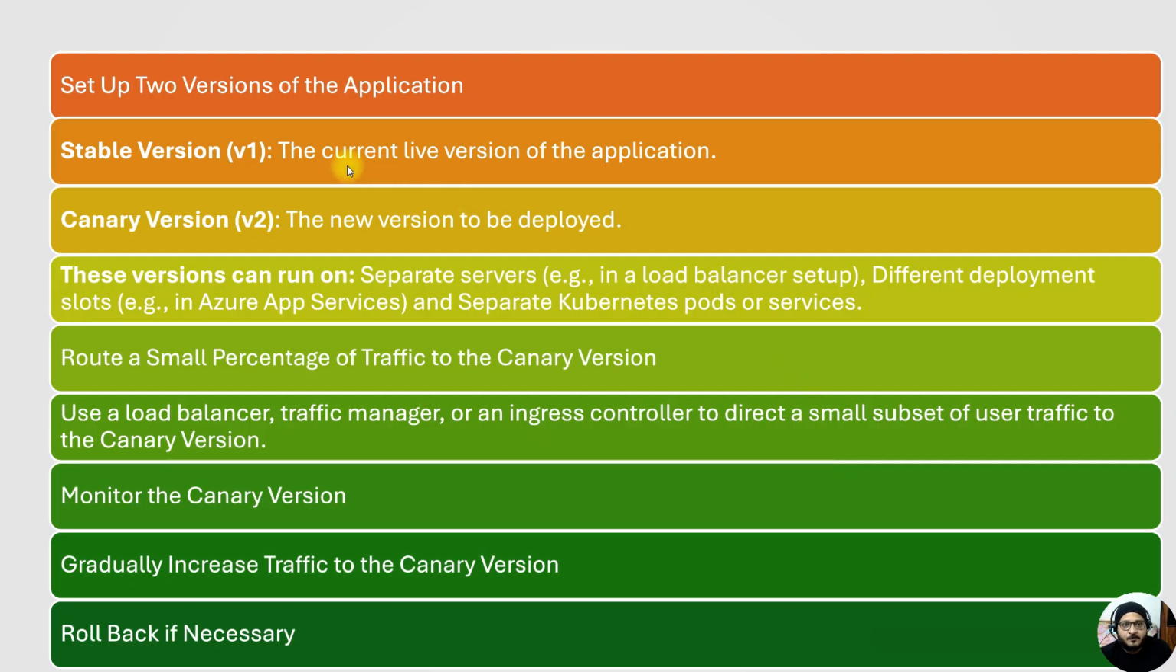So again, we have two versions of your application, V1 and V2, so two servers. The V1 version will be your stable version, and the V2 version will be the Canary version, the new version which will be deployed. These versions can run on separate servers, different deployment slots, and separate Kubernetes pods or services. So it is not necessary to create two AKS clusters. You can utilize the feature called namespace. You can mention that also to save the cost as well.